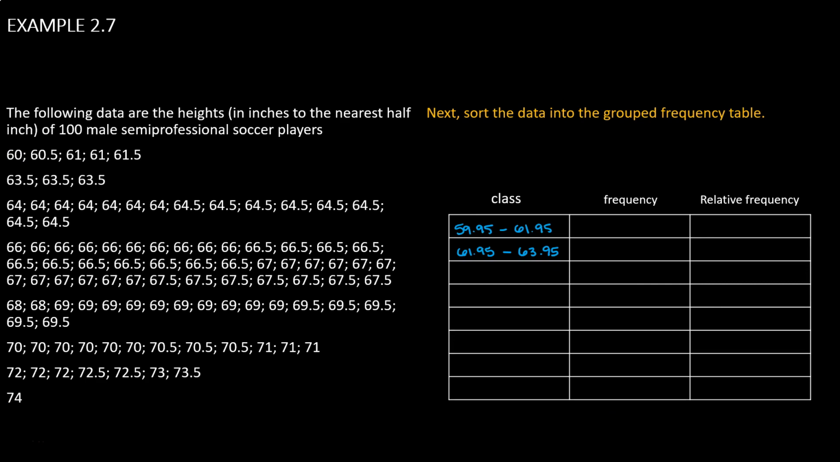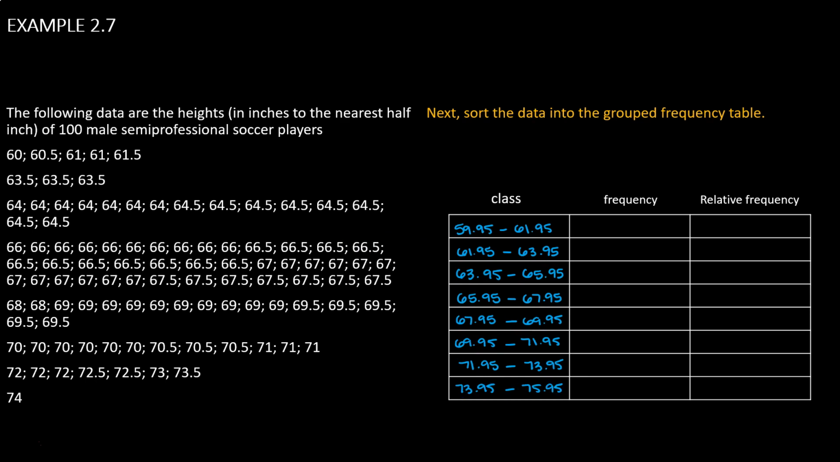So for our first class, we're going to put all of the data values between 59.95 and 61.95 in that first class. Our second class consists of all the data values between 61.95 and 63.95. So we'll continue doing this creation of these intervals until we have all 8 of our classes. Now we have our 8 classes.